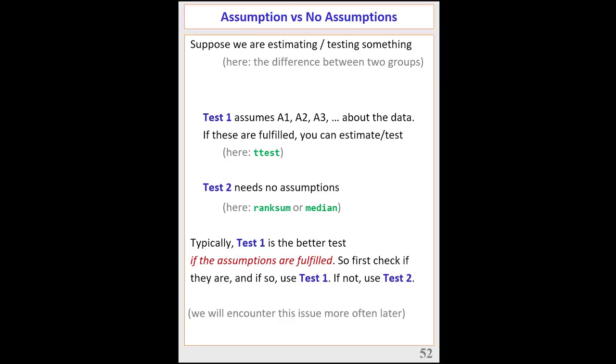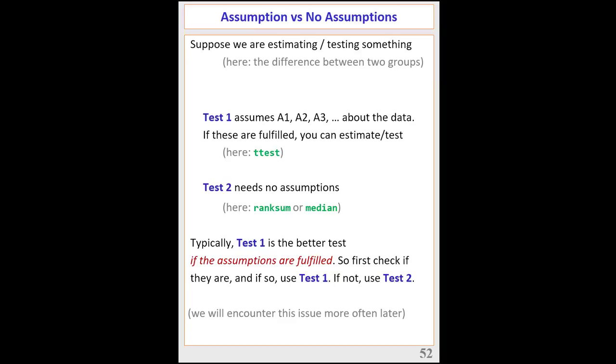We have all kinds of tests and models and statistical things we can do, and that we're only allowed to do if certain assumptions are fulfilled. We'll see more of those. So let's take this example here. Test 1 assumes that assumption 1, 2, 3, and so on is true in the data. And if they are fulfilled, you can estimate something. And the example that we had was t-test, but you could think of many others a couple of weeks down the line. And we have a test 2 that has no assumptions whatsoever. In this case, it would be rank sum or median. And then, typically, all the time, what you will have is, if all of these are fulfilled, then test 1 is for sure the better test, by a wide margin.